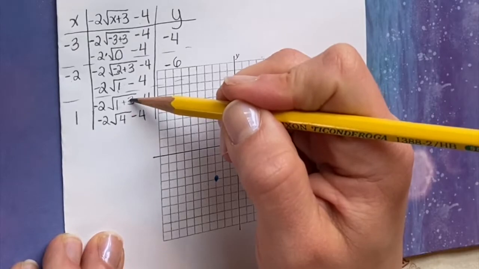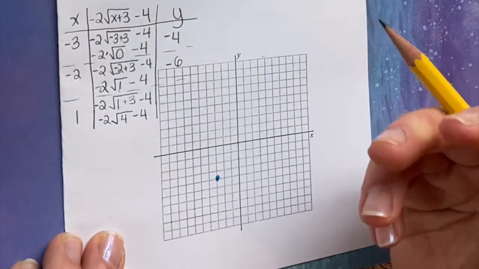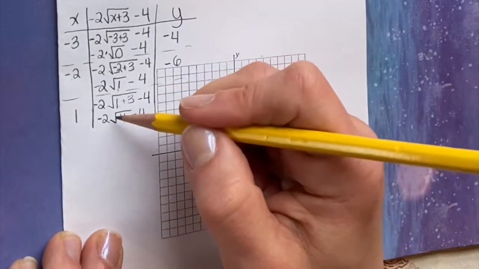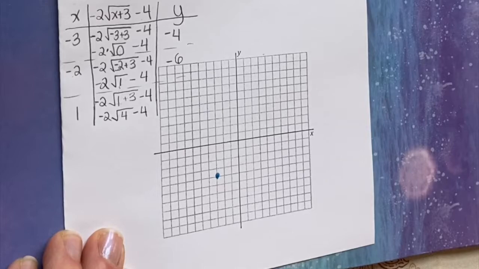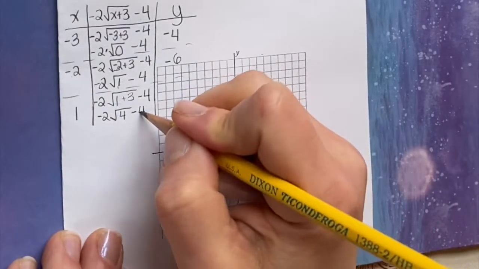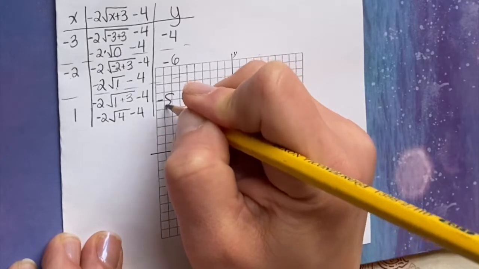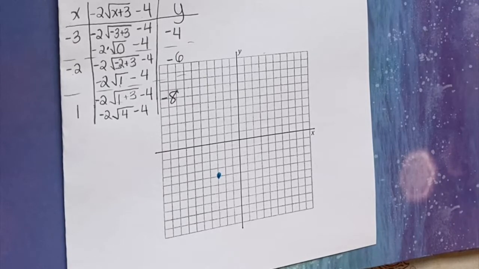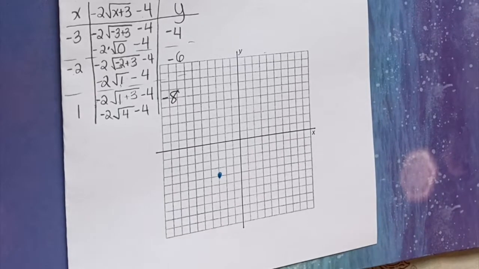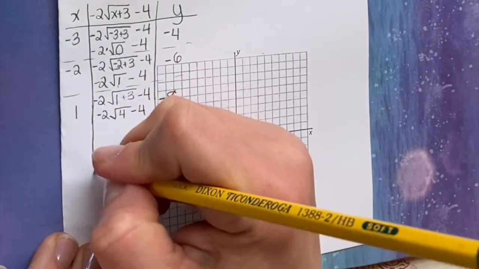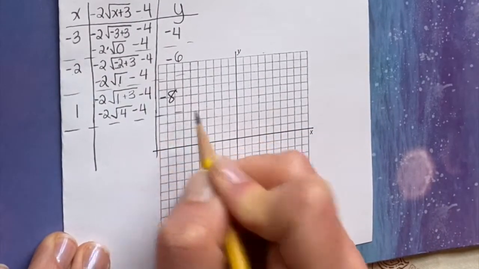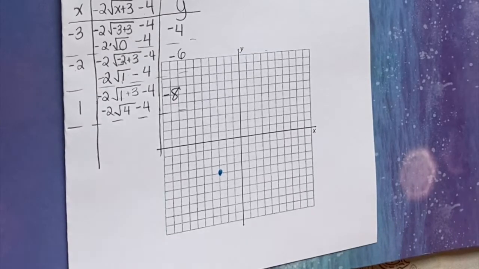Again, 1 plus 3 gives us 4. 4 is a perfect square, and that's what we want. Square root of 4 is 2. 2 times -2 is -4. -4 minus 4 is -8. Okay, let's do one more row in our table. And if anything is confusing you, please jot down questions and let me know.